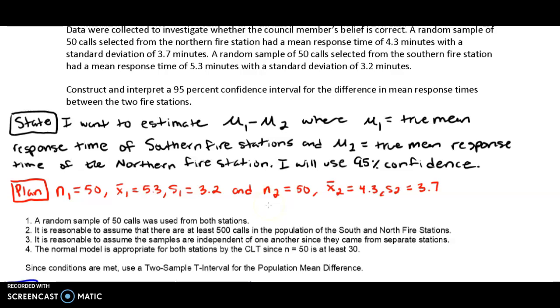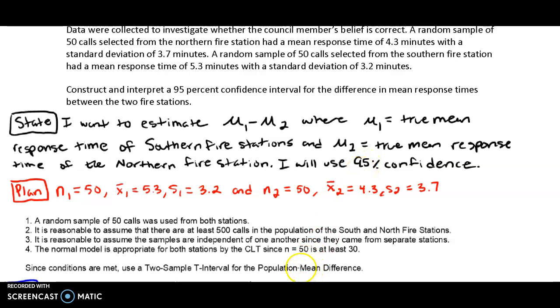Now, since I used random samples of 50 calls from both stations, I can generalize to the populations of each. It's reasonable to assume that both populations have at least 500 calls. It's also reasonable to assume that the samples are independent of one another since they came from separate stations. And lastly, our normal model is appropriate for both stations by the central limit theorem since we have a sufficiently large sample size.